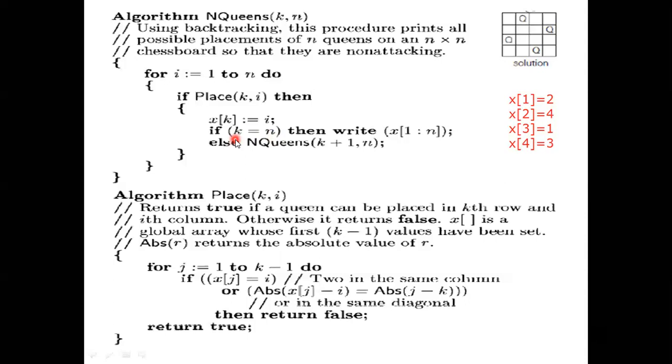Next k value will be 2. First k value will be 1. Next 2, next 3, next 4. What is the meaning? If you reach 4, you have filled all the queens perfectly. That means you can go for printing.